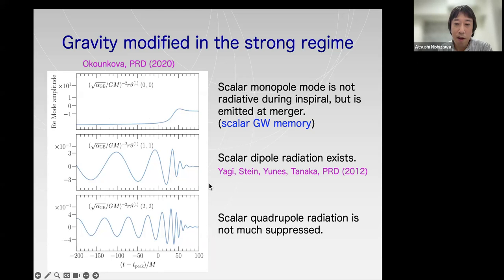And the second one is a scalar dipole radiation, as usual. Also, in this simulation, a scalar quadrupole is emitted. And as you can see, the amplitude of quadrupole radiation is not suppressed, similar to the dipole amplitude. So all of these scalar gravitational waves need to be considered when we test gravity with binary black holes or binary neutron stars.